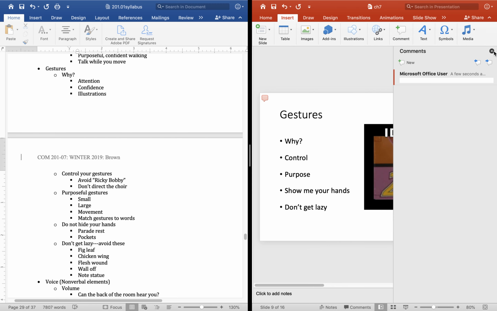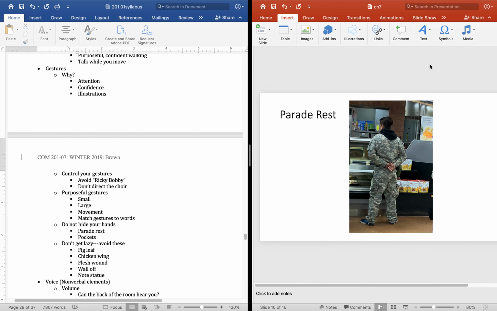Whoops, did not mean to do that. Here's the first one: parade rest. Yeah, it's nice in a military setting to stand at attention, for example, but that's not at attention, that's parade rest. But with the hands behind your back, speakers shouldn't do that because audiences don't like it. If audiences can't see your hands, they don't trust you. So you'll want to make sure that you're not doing behind the back. Pockets are pretty obvious. The next one's down there.